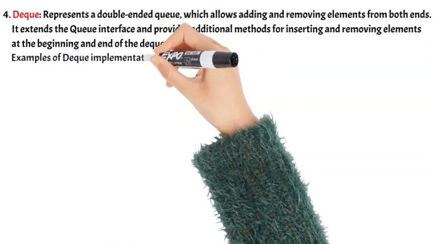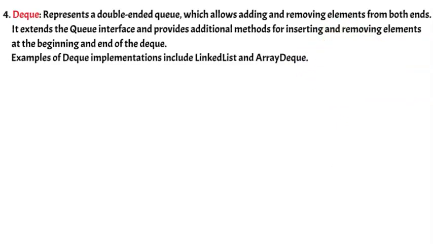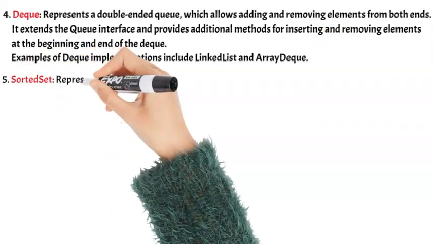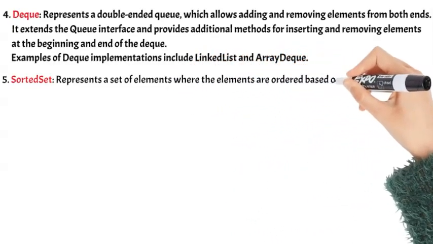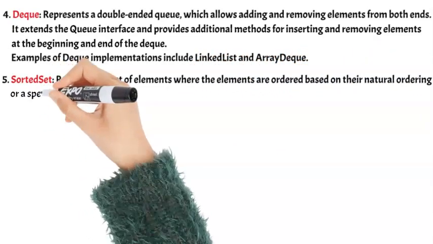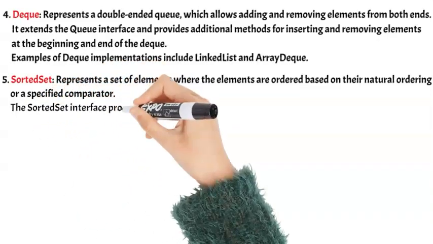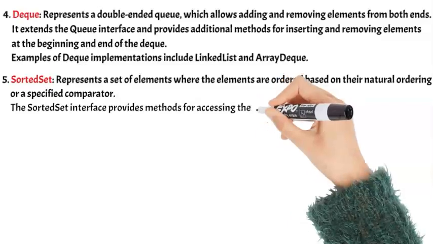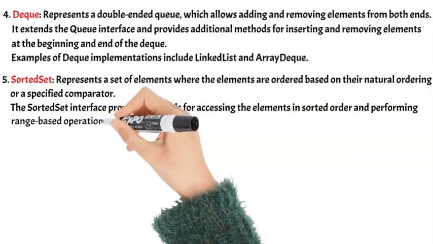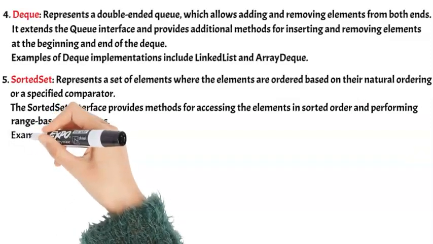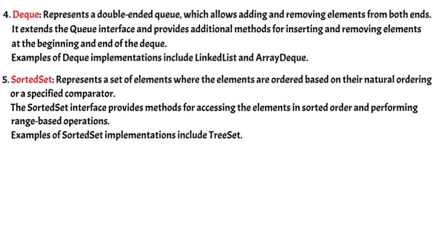Examples of deque implementations include LinkedList and ArrayDeque. 5. SortedSet represents a set of elements where the elements are ordered based on their natural ordering or a specified comparator. The SortedSet interface provides methods for accessing the elements in sorted order and performing range-based operations. Examples of SortedSet implementations include TreeSet.